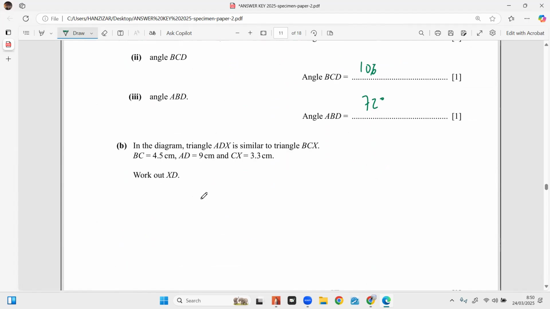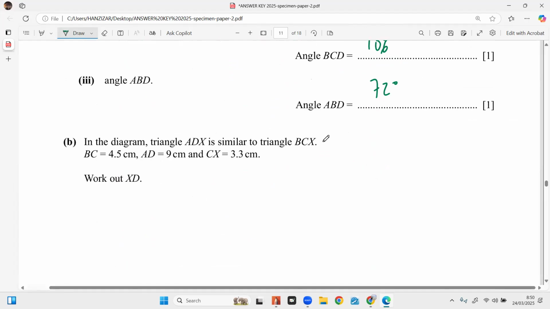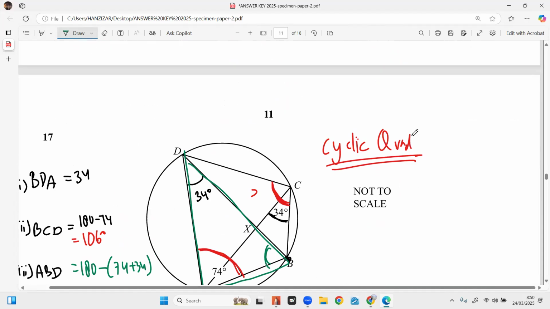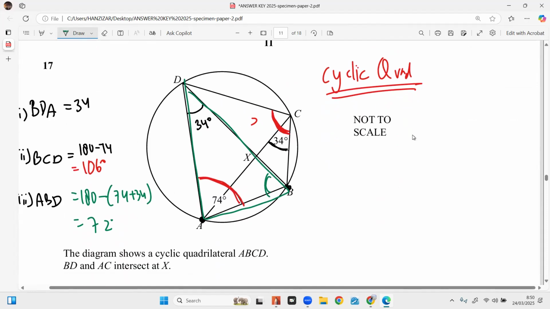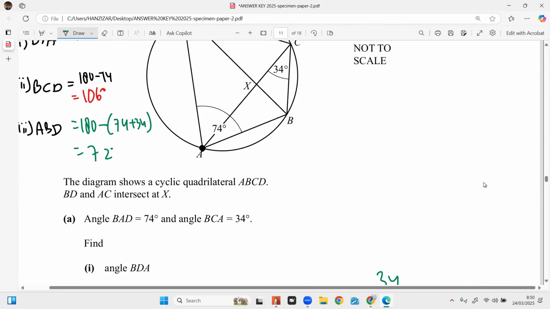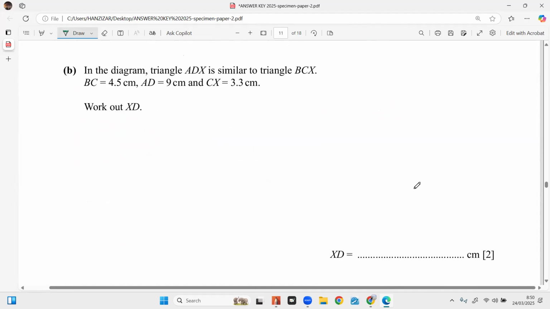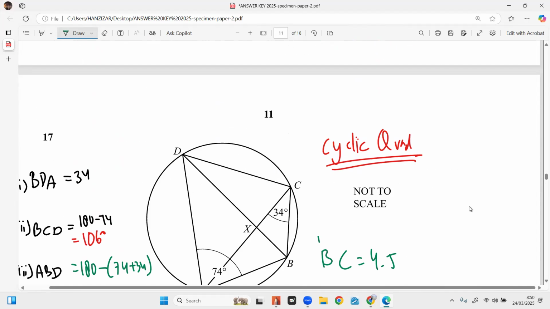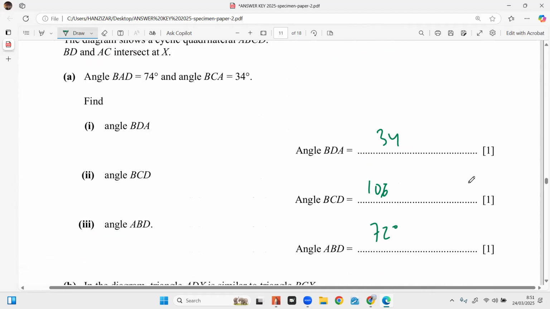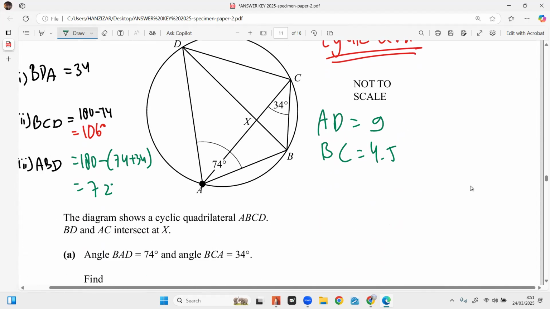Okay, guys, listen. Now, in the diagram, ADX is similar to BCX. So I erase all. BC 4.5, I write down. And then AD 9. And then CX 3.3, XD.